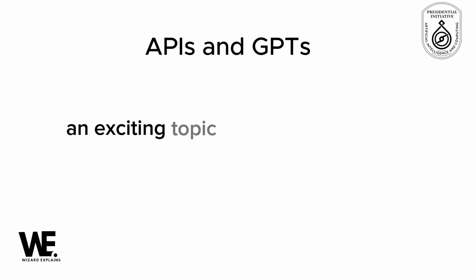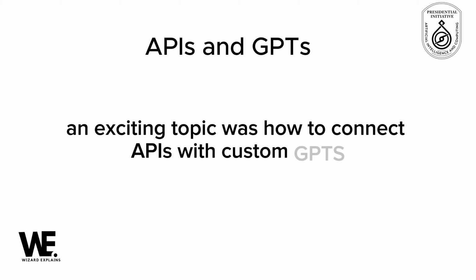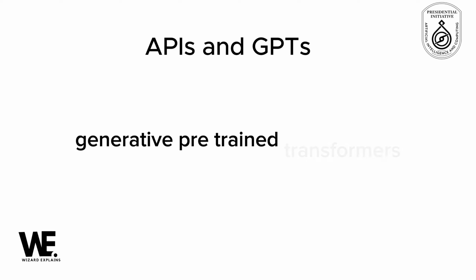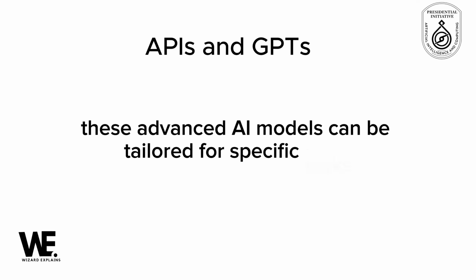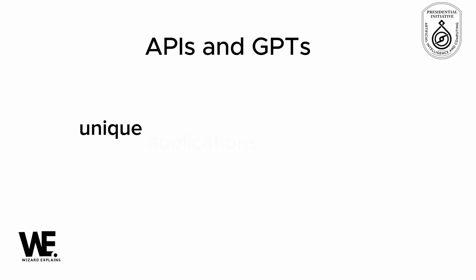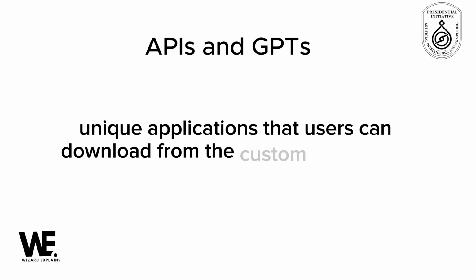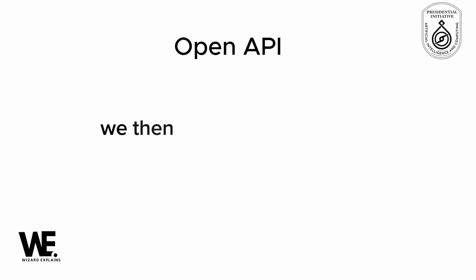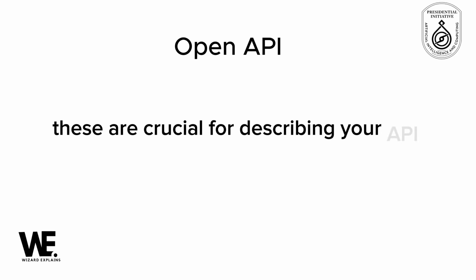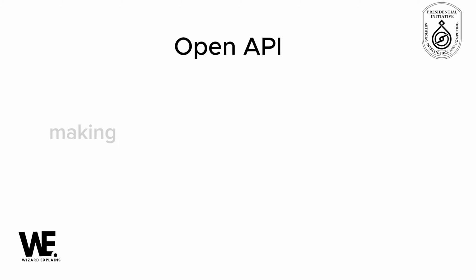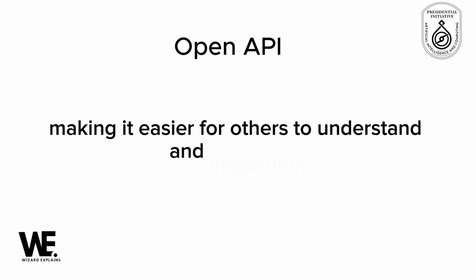An exciting topic was how to connect APIs with custom GPTs, generative pre-trained transformers. These advanced AI models can be tailored for specific tasks, allowing you to create unique applications that users can download from the custom GPT store. We then delved into open API specifications. These are crucial for describing your API in a standardized format, making it easier for others to understand and implement.